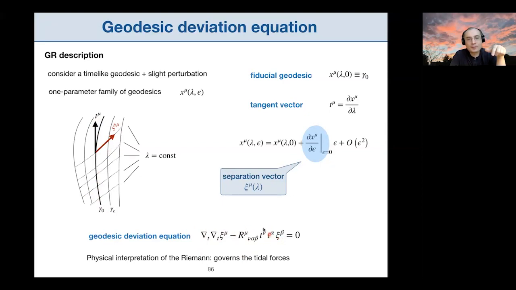So forgetting about t, this equation has a rather similar structure to the equation before. It's a second order differential equation for the components of xi, and it's also linear in the sense that the right hand side term is basically a matrix times xi. And the physical interpretation is that the Riemann tensor governs the tidal forces.